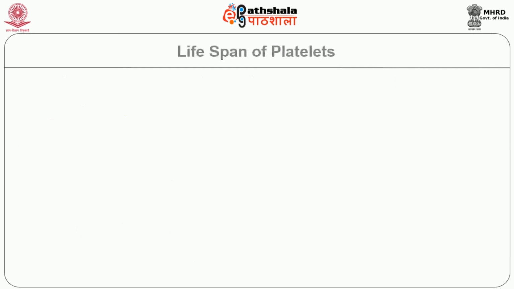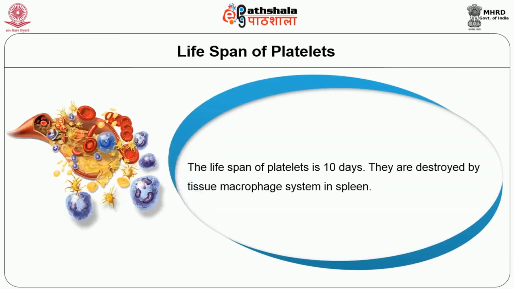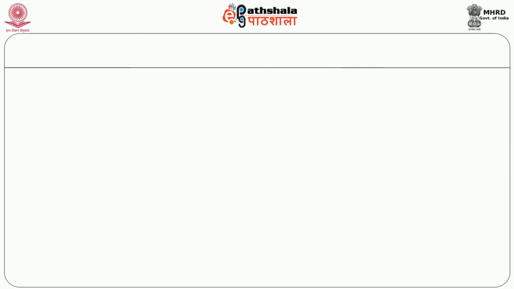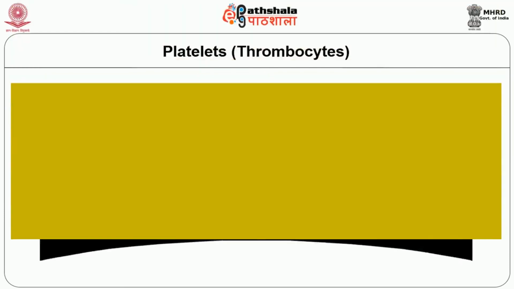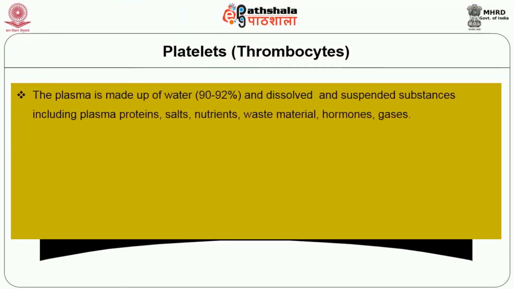The lifespan of platelets. The lifespan of platelets is only 10 days. They are destroyed by the tissue macrophage system in the spleen. Then coming to the plasma. The plasma is made up of water, 90 to 92%, and dissolved and suspended substances including plasma proteins, salt, nutrients, waste material, hormones and gases.